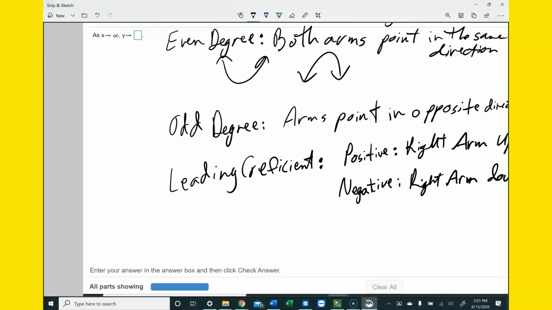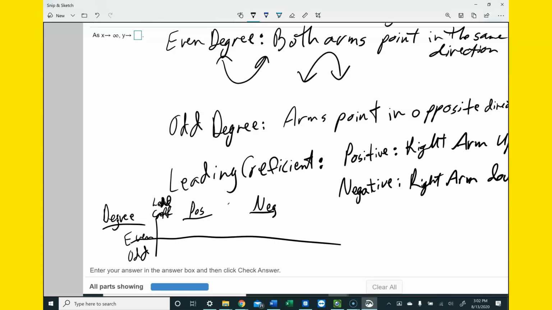All right, so let's just do a chart here. Degree and leading coefficient. The degree is even versus odd, positive versus negative. This is going to be like this. This is going to be like this. This is going to be like this. This is going to be like this. So if you can just know that, then you can answer any of these questions.